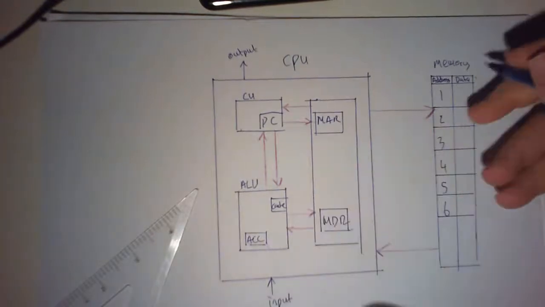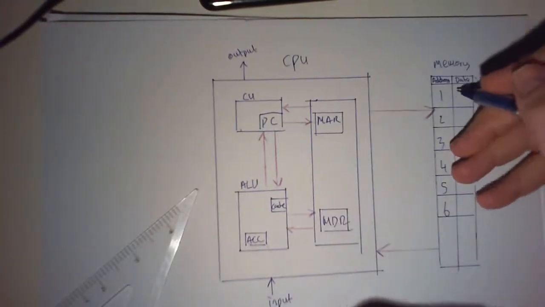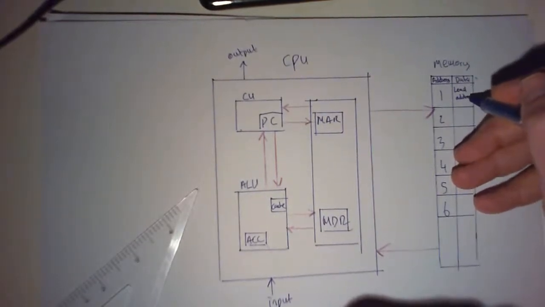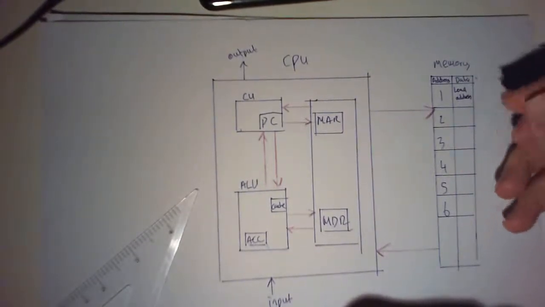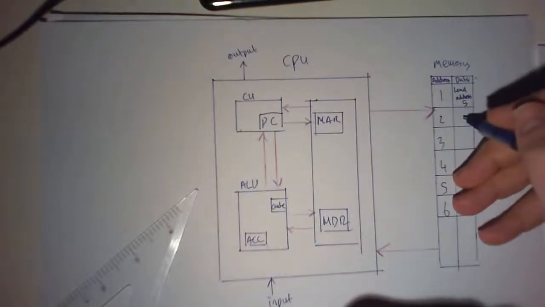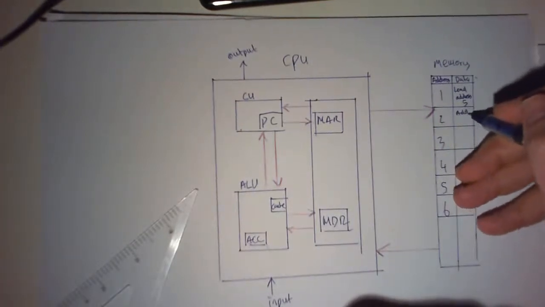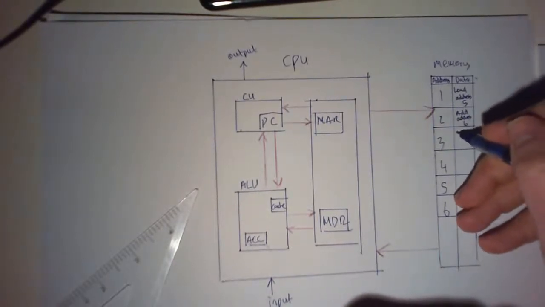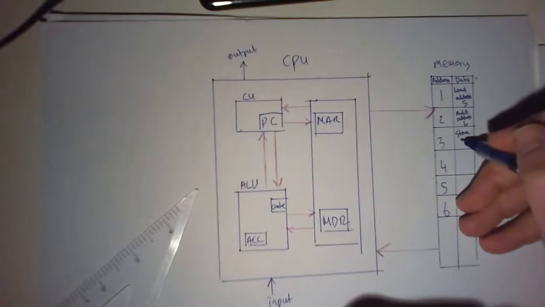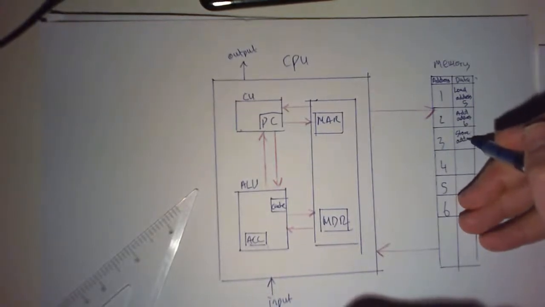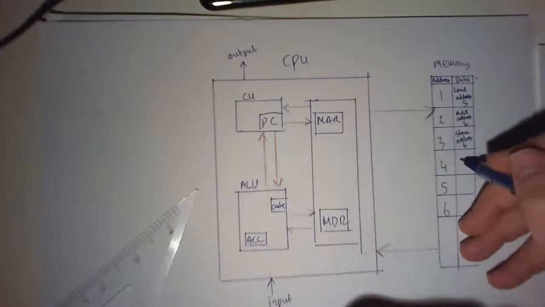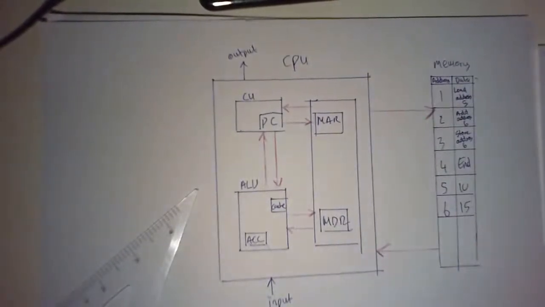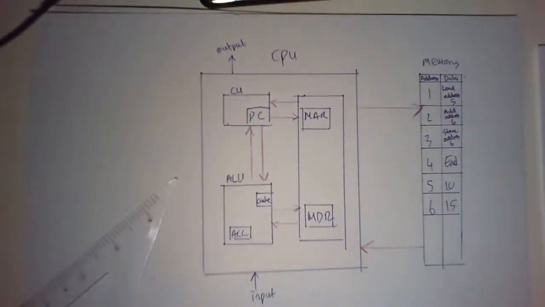Okay, so what's the first thing? I'm just going to use an example I've used before. Load address 5. Add address 6, store in address 6, and end. I'm just going to put 10 and 15 there. So what happens?